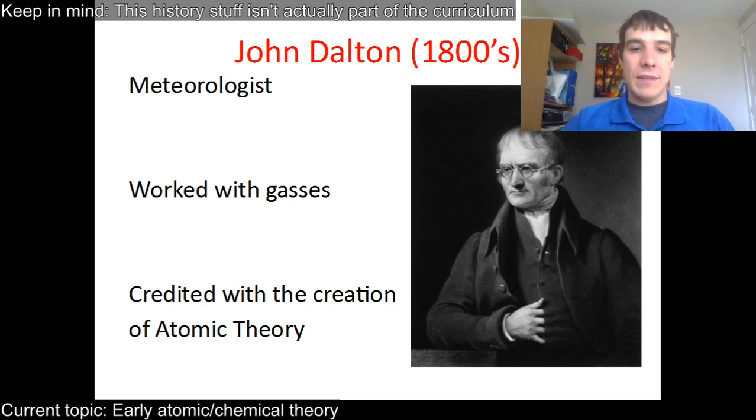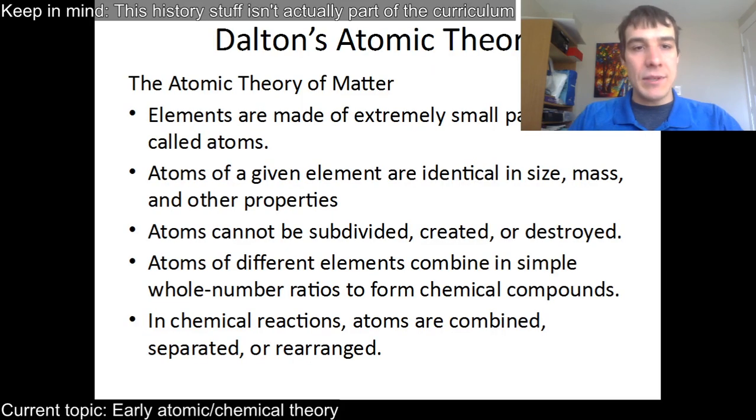And he was kind of credited with the creation of atomic theory, because gases were very easy to trap and measure volumes and pressures of. It was harder to get an accurate look at, say, the concentration of a liquid or anything like that. Gases were much easier to combine in exact numbers. So from working with gases, Dalton came up with this atomic theory of matter, that elements are made up of extremely small particles called atoms.